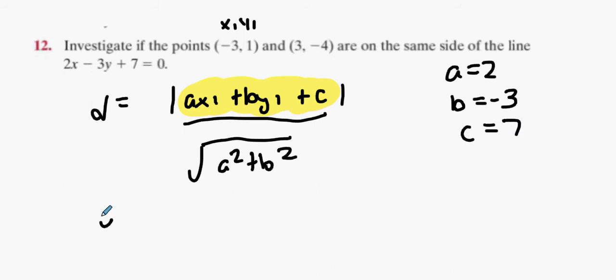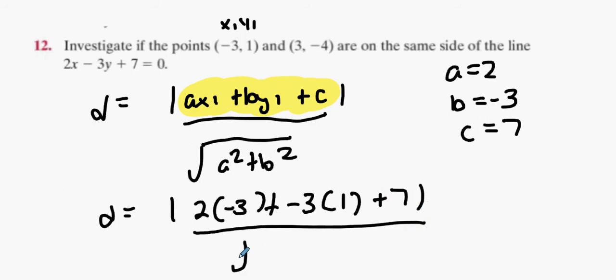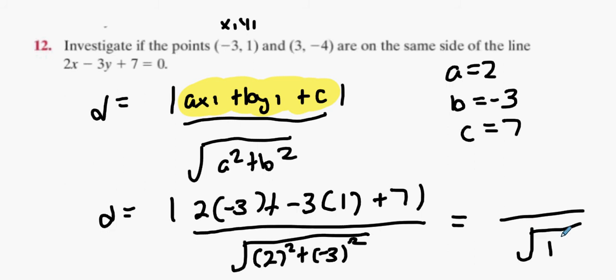Let's find out here, okay? So it's going to be 2 times x1 plus minus 3 times y1 plus 7, all over 2 squared plus minus 3 squared. Okay, we know that's root 13 on the bottom. On top, we're going to have minus 6 minus 3, which is minus 9. Minus 9 plus 7 is, anybody?